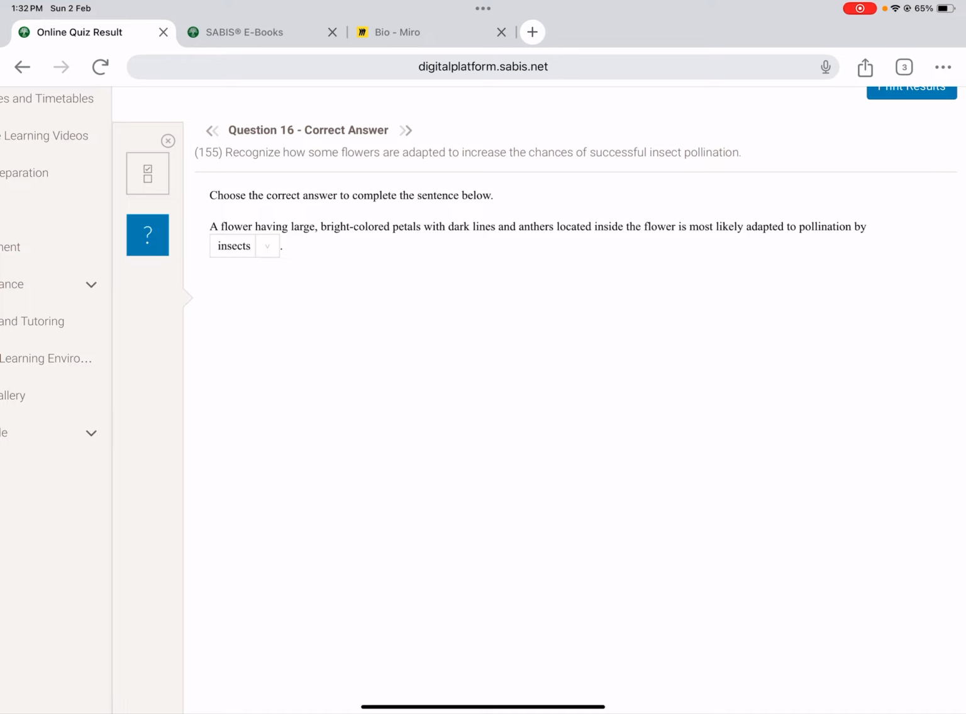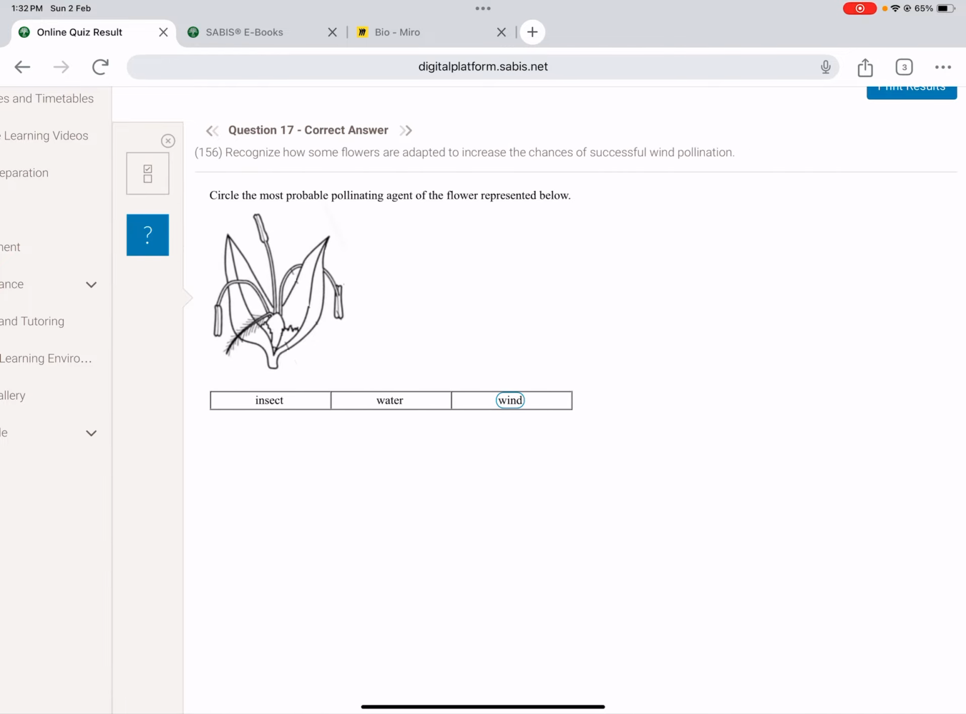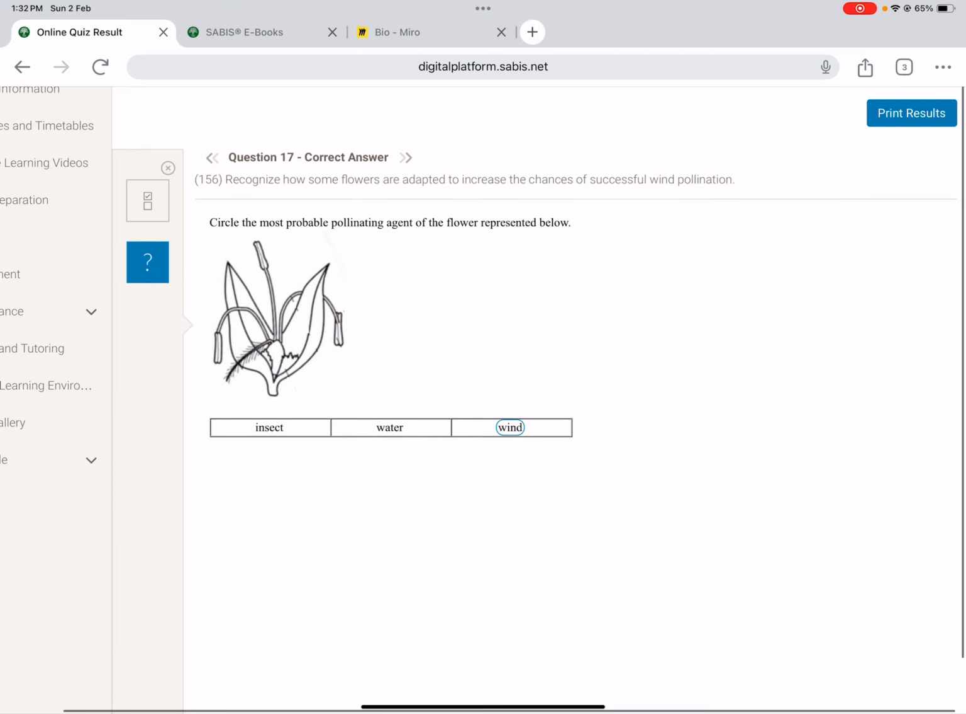Okay, this is also easy. Here, since you have the filaments, as you can see, they're protruding to the outside. That means it will be easy for the wind to take them. It's not found in the middle. If it's in the middle and enclosed, it will be hard for the wind. But since they're protruding to the outside, a pollinating agent would be wind.